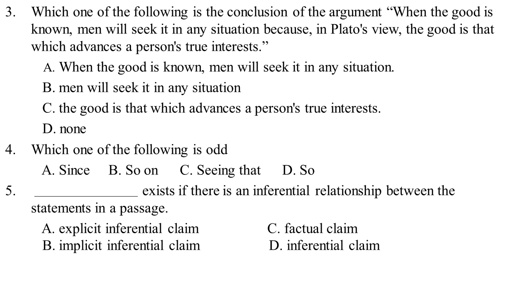Question number 5. Dash exists if there is an inferential relationship between the statements in a passage. A. Explicit inferential claim. B. Implicit inferential claim. C. Factual claim. D. Inferential claim.